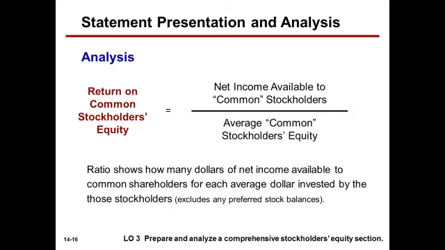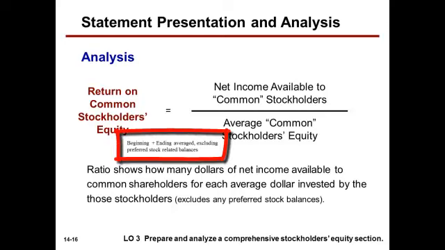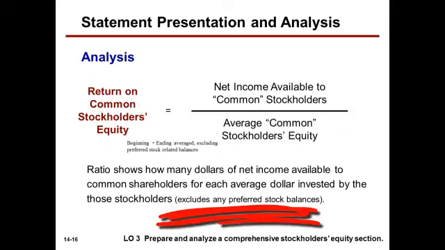Let's look at some analysis of the income statement. There's a number called return on common stockholders' equity, simply a matter of net income available to common stockholders divided by the average common stockholders' equity portion. When I say average common stockholders' equity, we're looking at beginning and ending balances being averaged, excluding any amounts in stockholders' equity related to preferred stock-related balances. The ratio above shows how many dollars of net income were available to common shareholders for each average dollar invested by those stockholders, again, excluding any preferred stock balances.